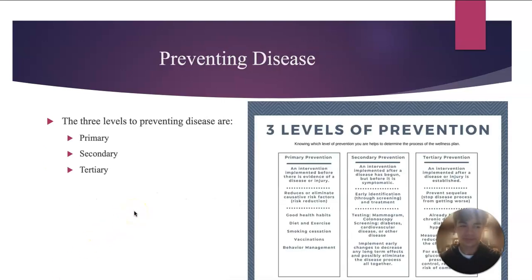There are 3 levels of disease prevention, and these 3 levels are primary, secondary, and tertiary prevention. Primary prevention primarily focuses on eliminating the possible causes and preventing a disease before it is able to occur. Secondary prevention provides a screening and monitoring for a disease, and tertiary prevention is the management of a disease once the patient has already got it.